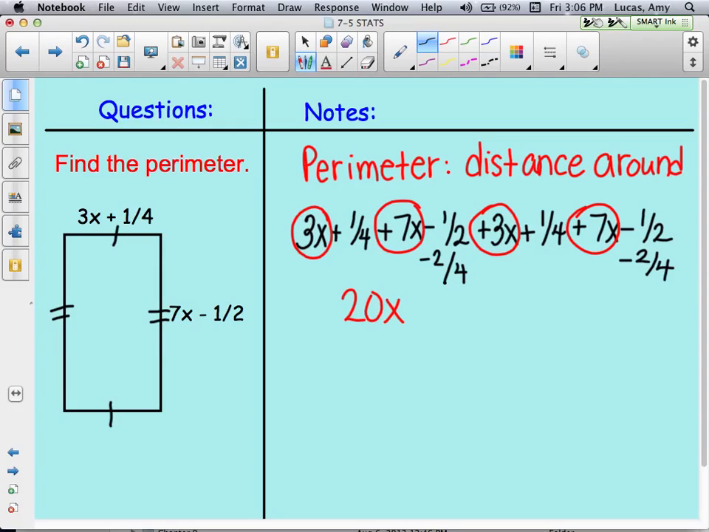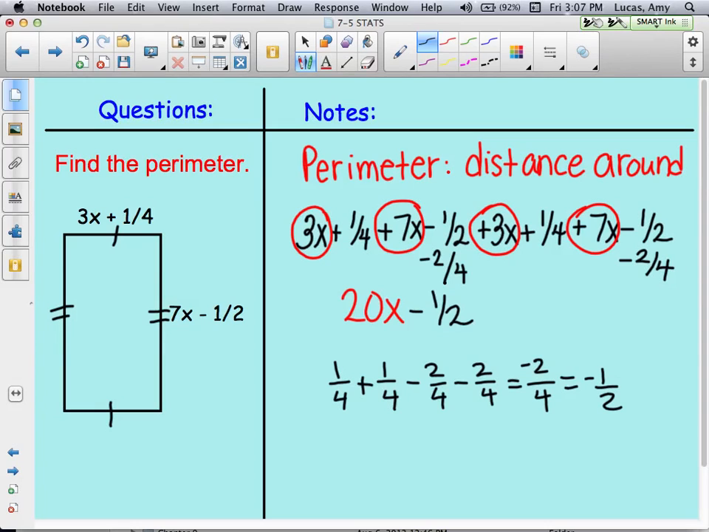Now, if you look at those fractions, adding fractions involves adding the numerators only. So 1/4 plus 1/4 minus 2/4 minus 2/4 equals, if I add just the numerators, 1 plus 1 is 2, minus 2 is 0, so then I have negative 2/4, and that reduces to negative 1/2. So this is my perimeter, 20x minus 1/2 units. They did not give us a label like inches or centimeters, so I can just label it units for perimeter.